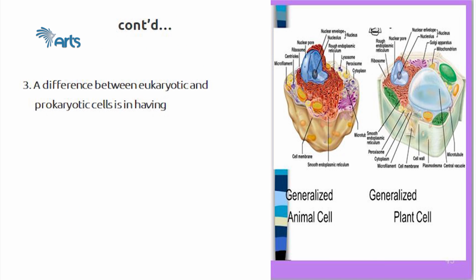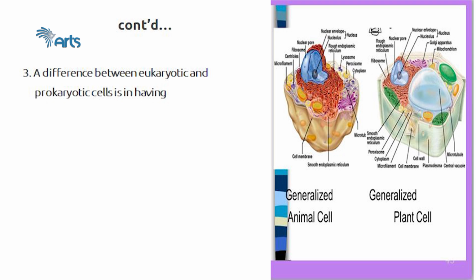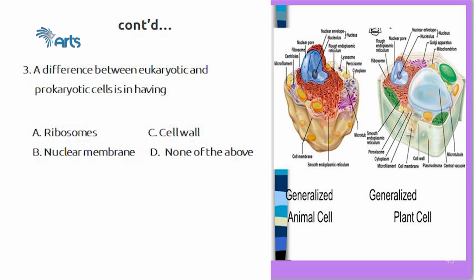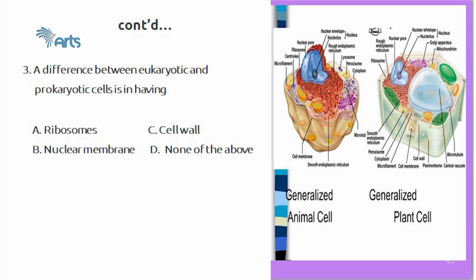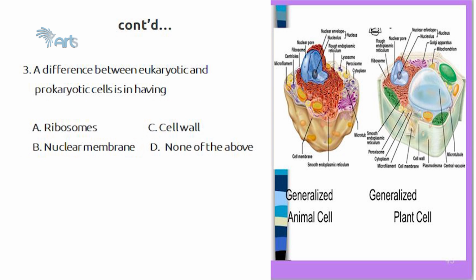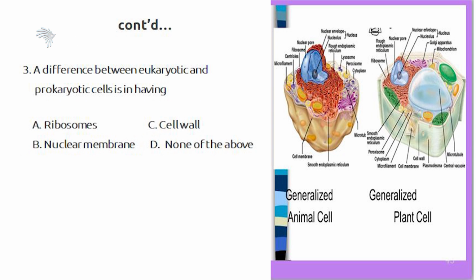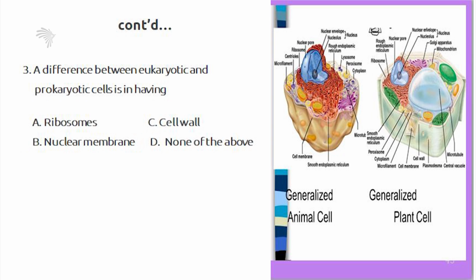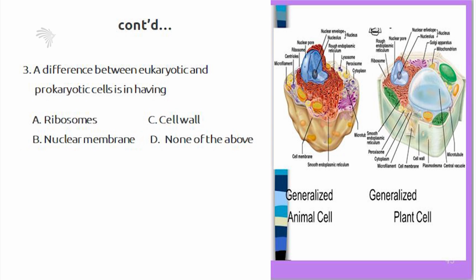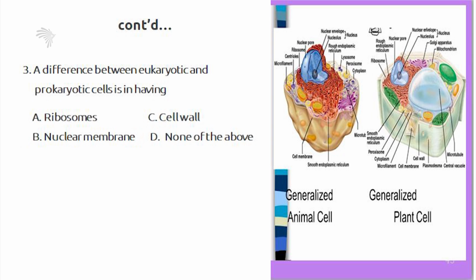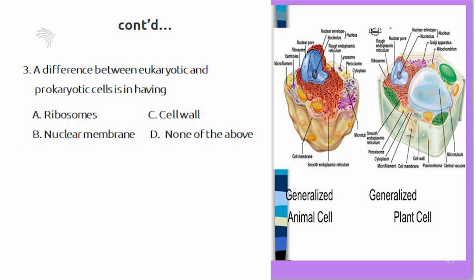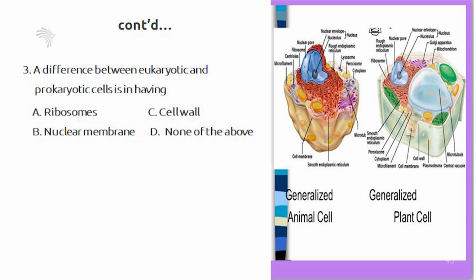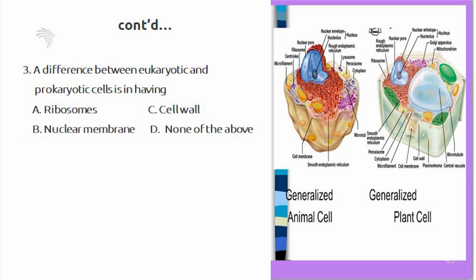Question number 3. A difference between eukaryotic and prokaryotic cells is in having A. ribosomes, B. nuclear membrane, C. cell wall, D. none of the above. The difference between eukaryotic and prokaryotic cells is in having what? The answer is cell wall. If your answer is C, you're correct.